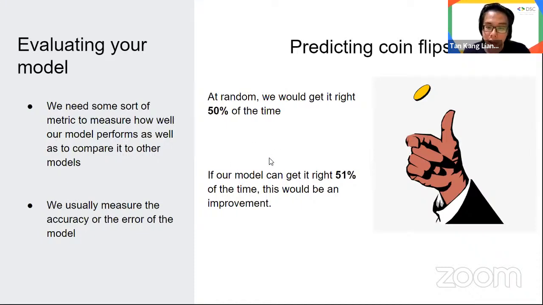So if our model can actually get it right more than 50% of the time, get it right as in guessing the head or tails of a coin right 51% of the time, it will be an improvement over our original guessing. And this 50% and 51% is a metric that we use to measure how well our model performs. And we can usually measure this by the accuracy or the error of the model. So in this case, 50% refers to both the accuracy, because you're right 50% of the time, and the error, because you're wrong 50% of the time as well. And it's not always clear cut that the accuracy and error are just like 100% minus the other.